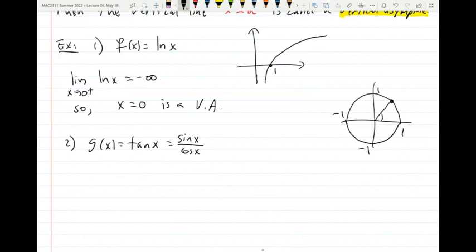So let's say that this is your angle x. What are the coordinates of this point? I said this last week. What are the coordinates of this point?